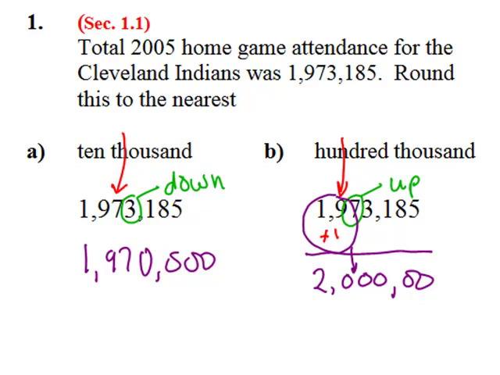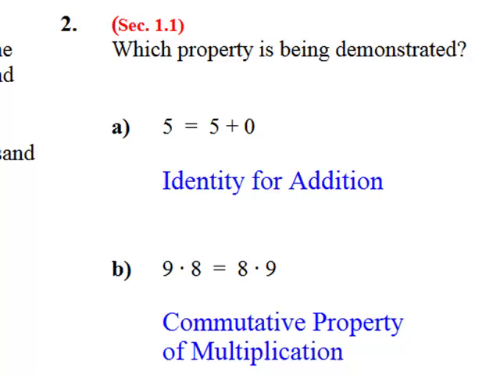On number 2, we see the property that 5 is equal to 5 plus 0. This is called the identity for addition, because anytime you add 0 to a number, it doesn't change the value of the number, or it doesn't change the value of the expression that we have. It's still 5. In number 2b, whenever we have multiplication or addition, in this case it's multiplication, and we can switch the numbers around, that is called the commutative property. So this is the commutative property of multiplication.